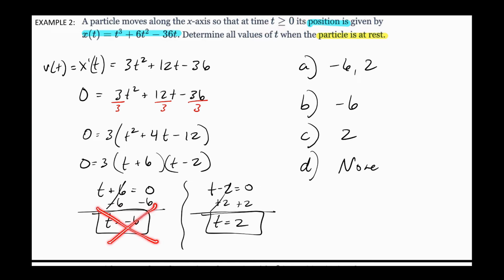So negative 6 is what we call an extraneous solution. Doesn't mean we did it wrong. We did it right. There's nothing wrong with that answer. It's just in practical terms, doesn't work. Okay, 2 is the only answer that we can use. At time 2 is when the particle is not moving. Okay.